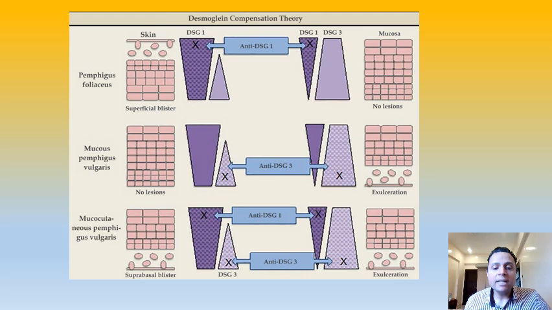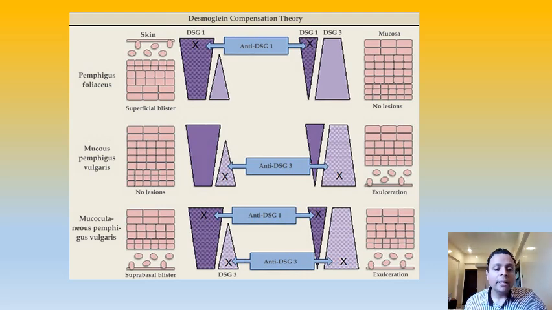If you see mucosal pemphigus vulgaris, there are antibodies against desmoglein 3. And we know there is no desmoglein 1 to compensate for the loss of desmoglein 3. So there will be severe ulceration, severe blistering, the skin will become fragile, it will be lost, there will be denudation or ulceration. That is very important.